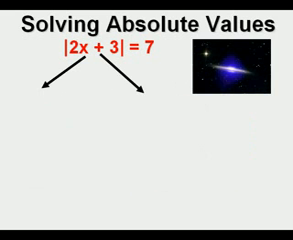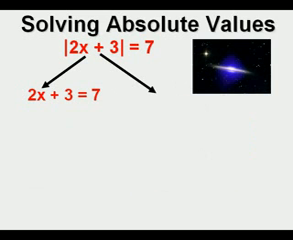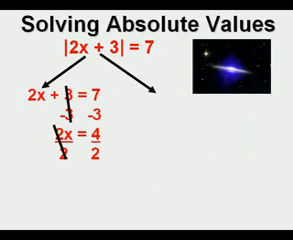We separate the absolute value function into 2 parts. We put the real universe equation on the left, subtract 3 from both sides, cancel the terms on the left, bring down what's left, divide both sides by 2, cancel the 2's, and 4 divided by 2 is your answer, 2.